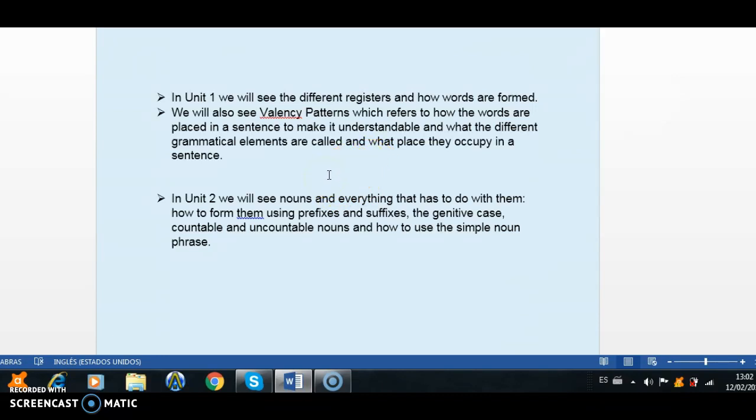In unit number 2, we will see nouns and everything that has to do with them. Remember that you form nouns with prefixes and suffixes, and what is very important is the genitive case. That is very important because you don't have it in Spanish, so you have to know how to use it very well. And you also have countable and uncountable nouns, which are a bit complicated too, and you have to know how to use a simple noun phrase.